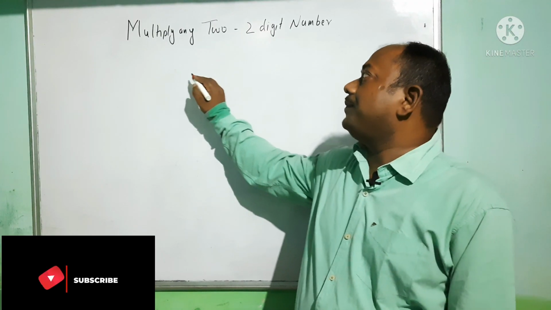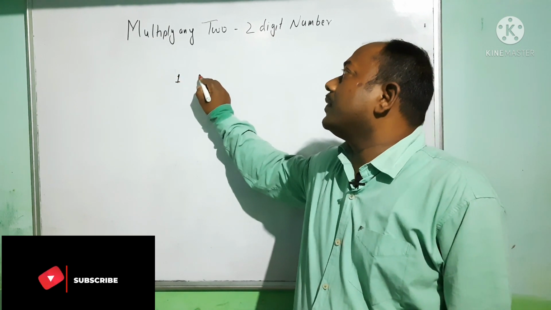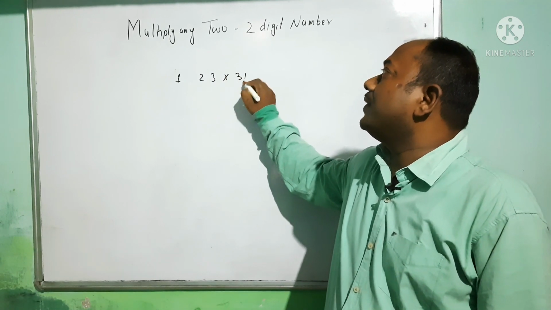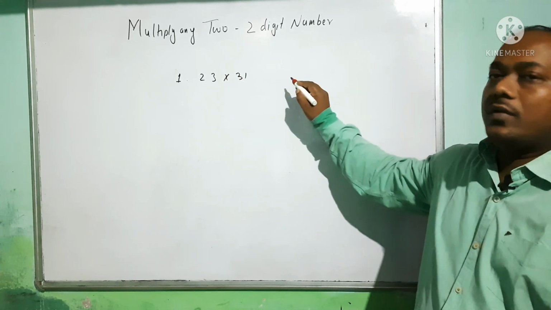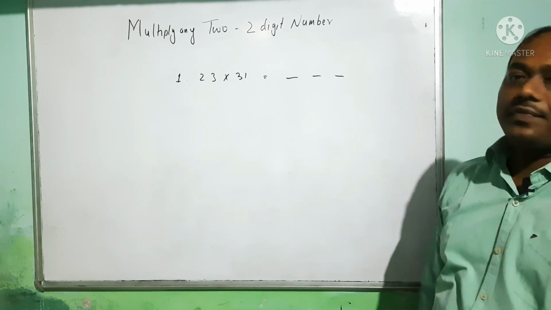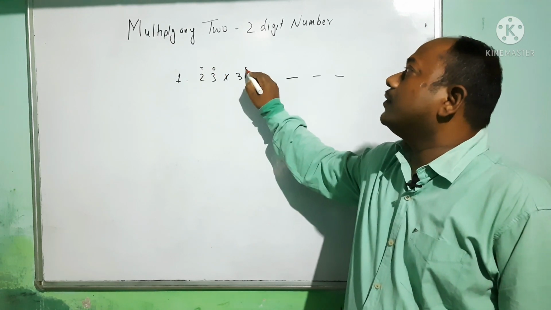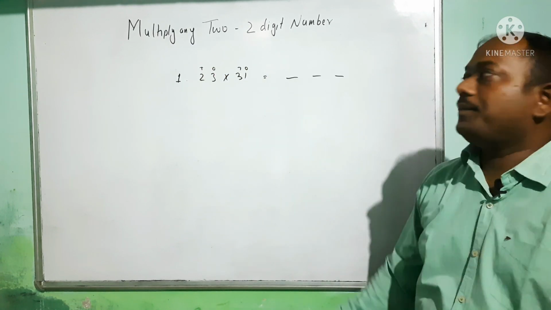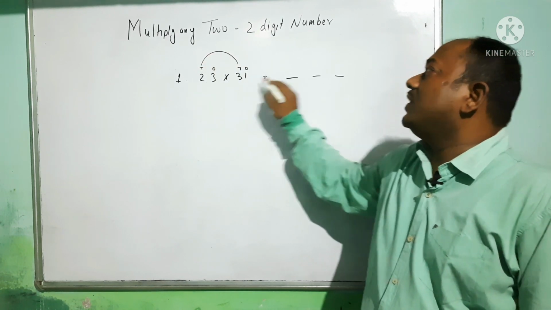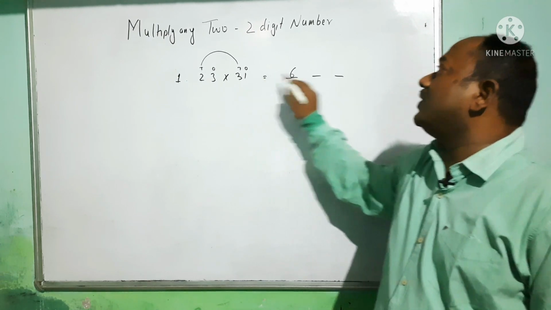Let's start. The first example, 23 into 31. So give a 3 dash here. Write ones, tens, ones, tens. Multiply tens with tens. 2 3s are 6. Multiply ones with ones. 3 1s are 3.